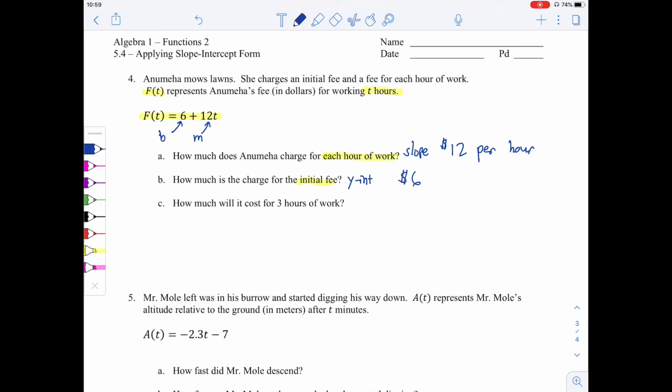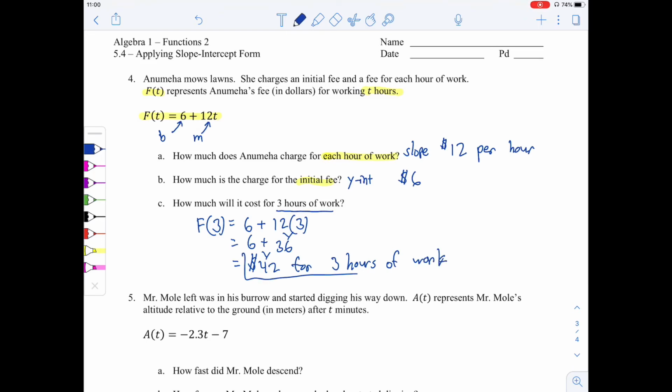So $6. How much would it cost for 3 hours of work? So we just find f(3). So we get 6 plus 12 times 3. So 6 plus 12 times 3, 36. Add those together, we get 42. So $42 for 3 hours of work. All we did was identify what the rate of change is: 12 next to the variable, $12 per hour. Initial fee, $6. You want to find 3 hours of work, you substitute 3. f(3), calculate it. You get $42 for 3 hours of work.